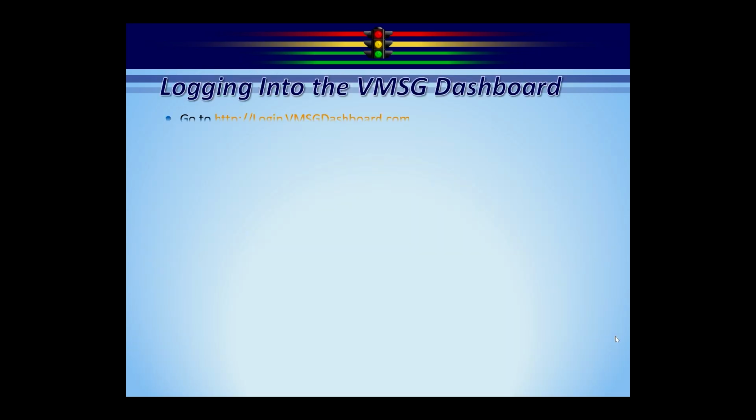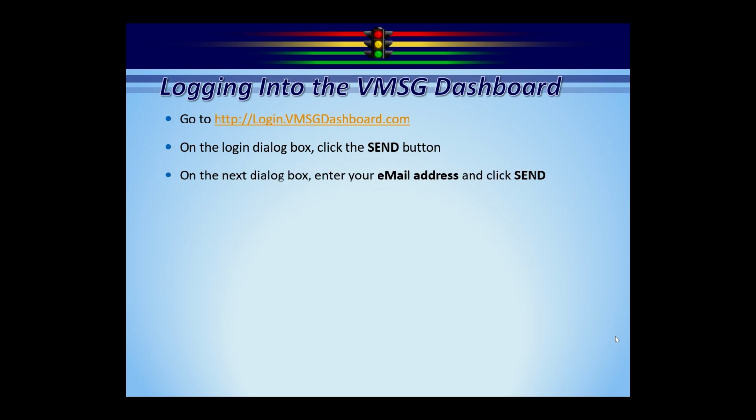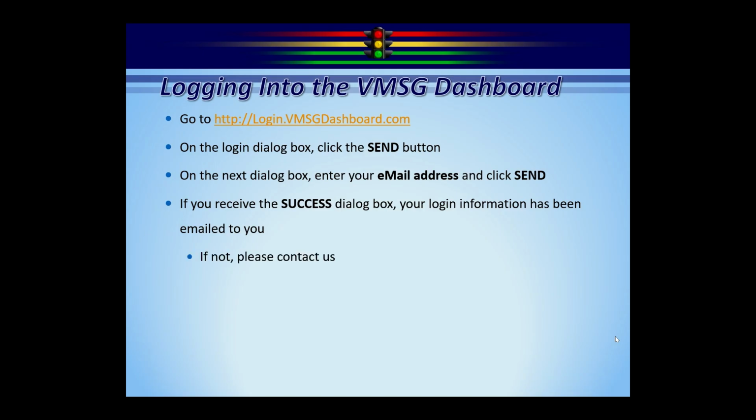Let's go through that. You're going to go to this link, login.vmsgdashboard.com. You're going to get a little dialog box with a third button called send, which means send me my login credentials. You're going to click on that. It's going to ask you to enter your email address and then click send again. Hopefully you'll get a success dialog, meaning your stuff is in there and it just sent you an email. And by the way, the email goes out immediately. So if you don't get it in a minute or two, check your spam folder.